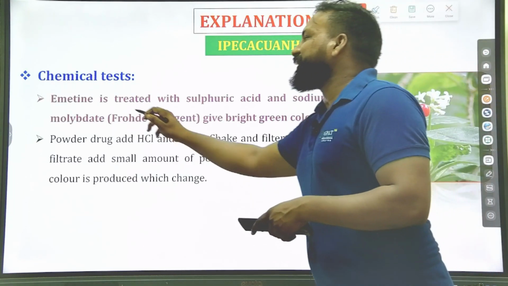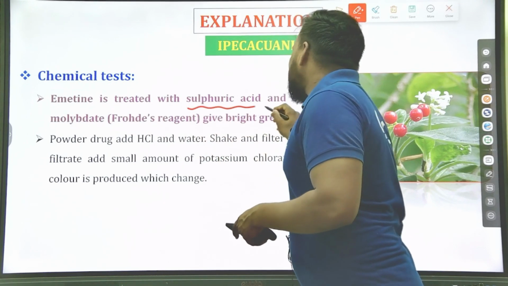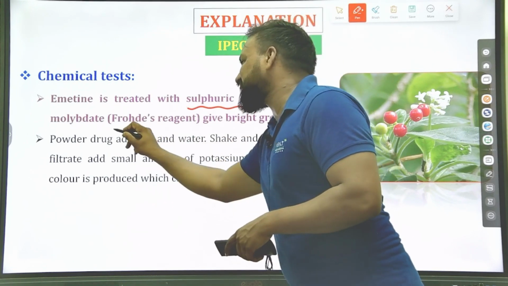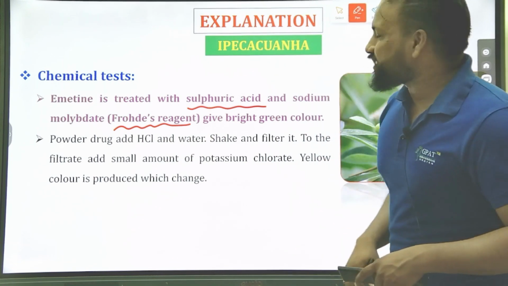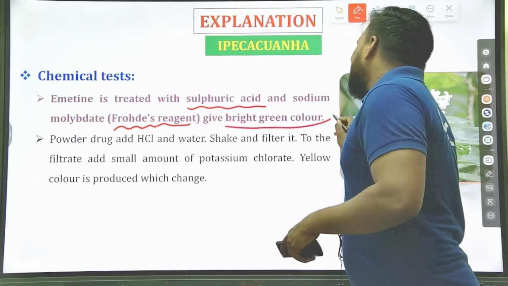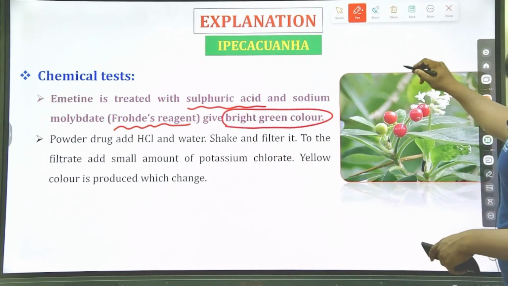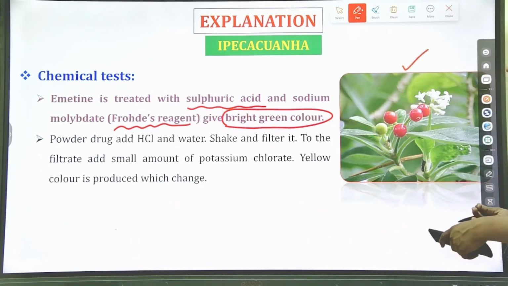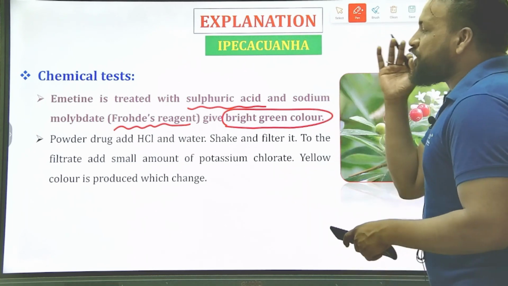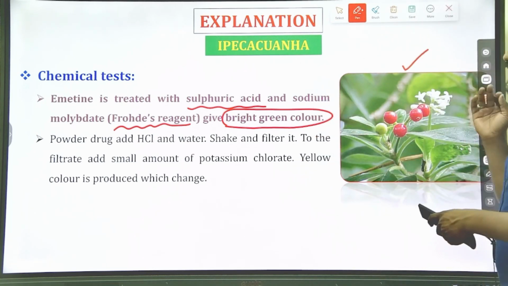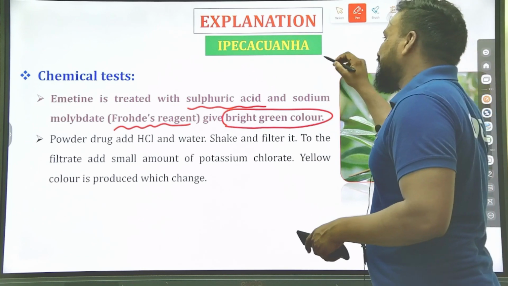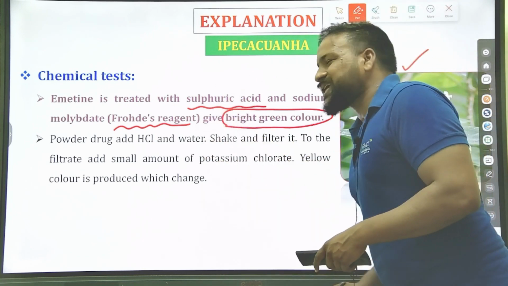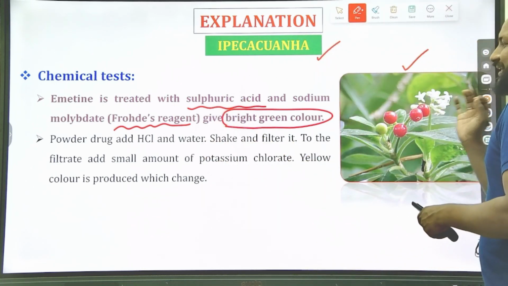Yes. So emetine, when treated with sulfuric acid and sodium molybdate, that is Froehde's reagent, gives a bright green color. So this is the ipecac plant. Sodium molybdate is actually the chemical known as Froehde's reagent. Clear? So it is tested by Froehde's reagent and gives you the bright green color.